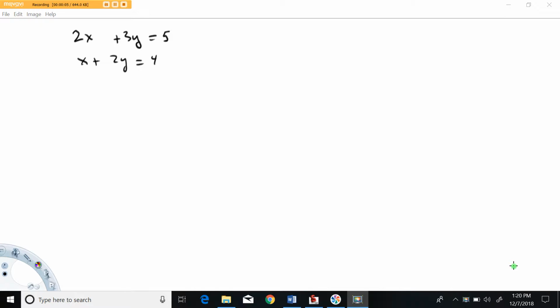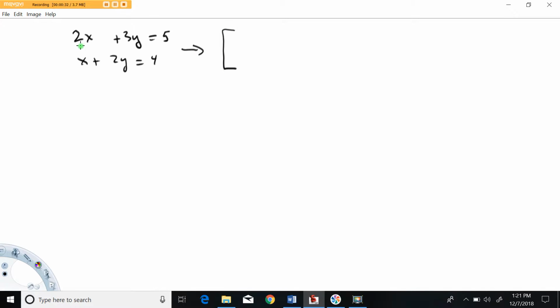I'm making this video to help demonstrate how to write out what's called an augmented matrix and how to use that augmented matrix in a process known as Gaussian elimination to solve a system of equations. So what we're looking at here is a 2x2 system of equations, 2x plus 3y equals 5 and x plus 2y equals 4. First thing we're going to do is write this as an augmented matrix, and here's what that looks like.